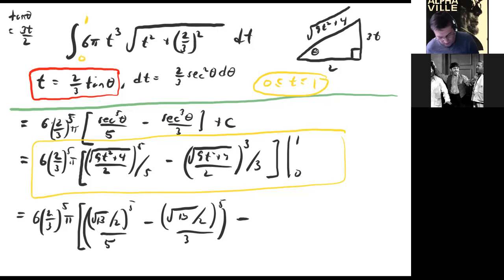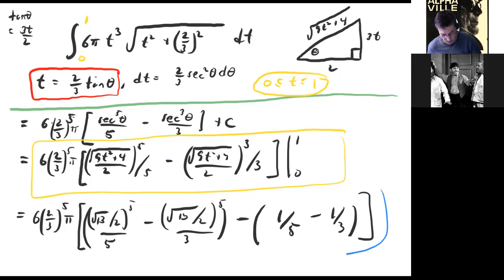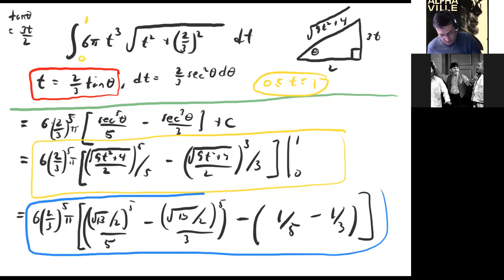And then when we plug in 0, we're going to get the square root of 4 over 2, to the 5th power. So that's 1. So that's 1/5, and then we're going to get minus 1/3. Okay, this can of course be simplified, presumably, but this is actually the final answer to the question in some form. What a mess. Anyway, that's all I'm going to do for today, and I thank you for your patience.